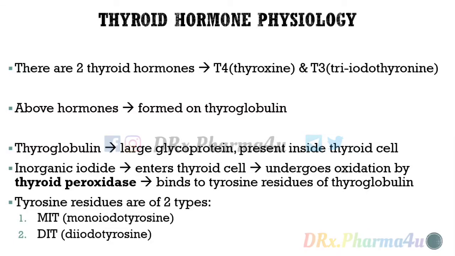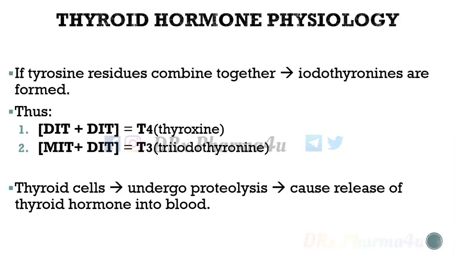Now, these tyrosine residues are of two types. Number one, monoiodotyrosine, and number two, diiodotyrosine. Monoiodotyrosine, the short form is MIT, and diiodotyrosine, the short form is DIT. When tyrosine residues combine together, iodothyronines are formed. So as I said, we have two types of thyroid hormones. One is T4, which is known as tetraiodothyronine or thyroxine. And then we have T3, which is known as triiodothyronine. So if tyrosine residues combine together, iodothyronines are formed.